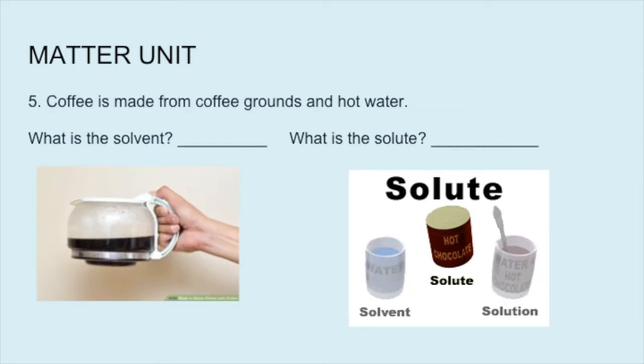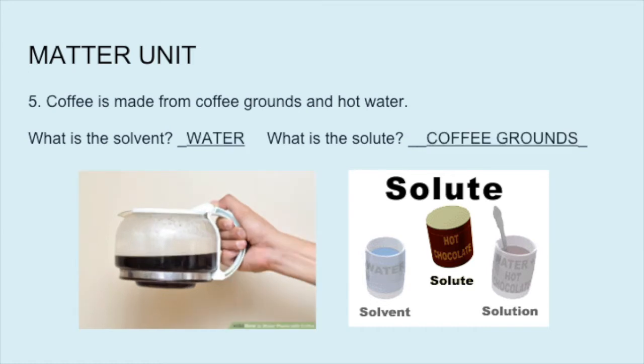So coffee is made from coffee grounds and hot water. And so this is asking what the solvent is and what the solute is. So the solvent is what is actually doing the dissolving, and the solute is the part that is being dissolved into something. So in this case, water is the solvent and coffee grounds is the solute.